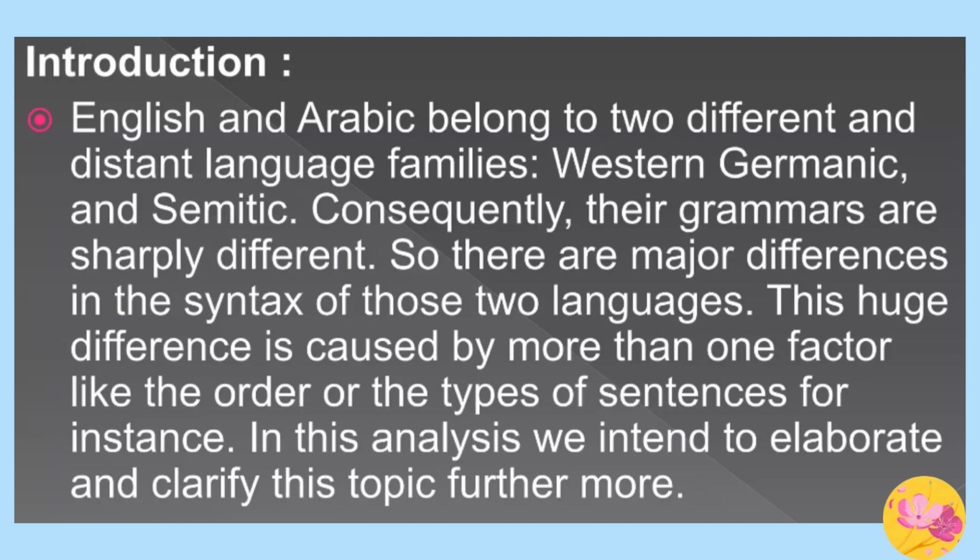English and Arabic belong to two different and distinct language families, Western Germanic and Semitic. Consequently, their grammars are sharply different. There are major differences in the syntax of the two languages. This huge difference is caused by more than one factor, like the order or the type of sentences, for instance. In this analysis, we intend to elaborate and clarify this topic further.